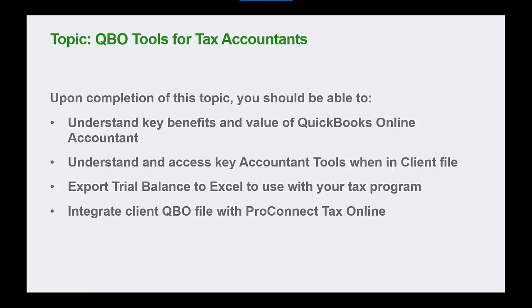We're going to look at accountant tools when you're in the client file, some basic navigation tips, and then what I think are the key accountant tools, including when you're getting that trial balance report, or the profit and loss or balance sheet, and you're exporting that to Excel to use with your tax program, how you go do that. Of course, I won't cover how you integrate it with your tax software. I don't know what you're using, but a lot of them have a bridge to Excel. So I'll just get you as far as getting the trial balance in Excel.